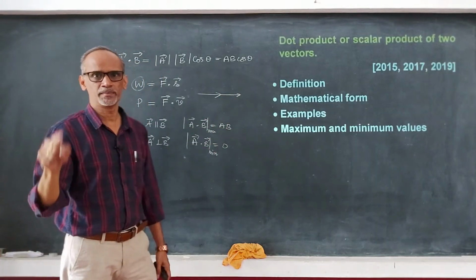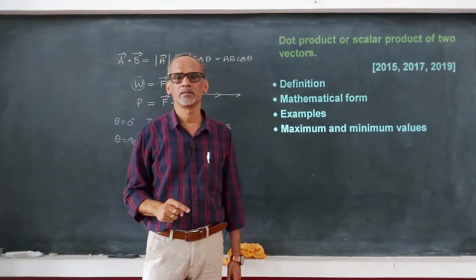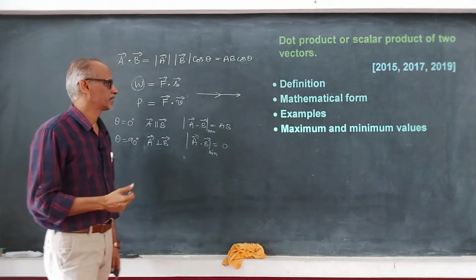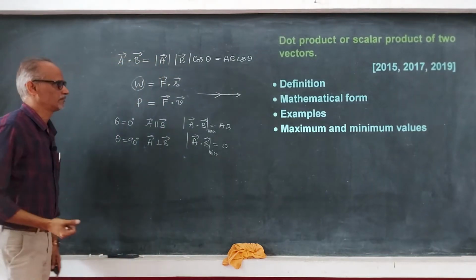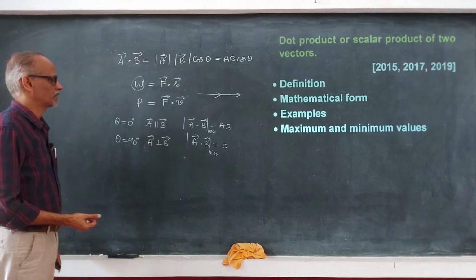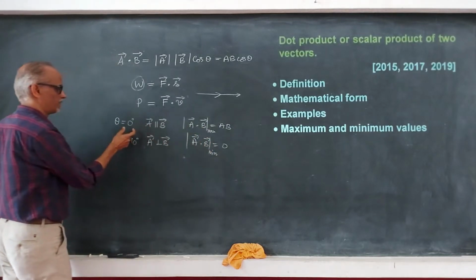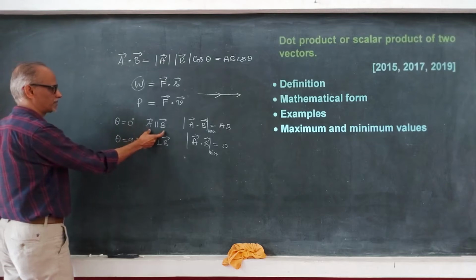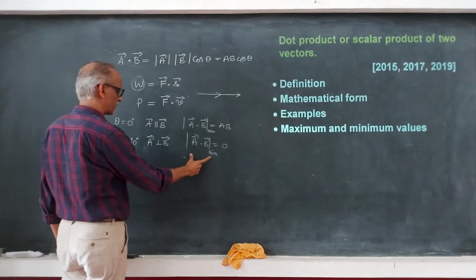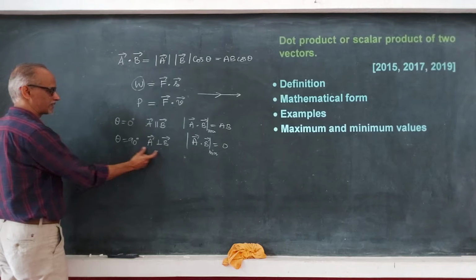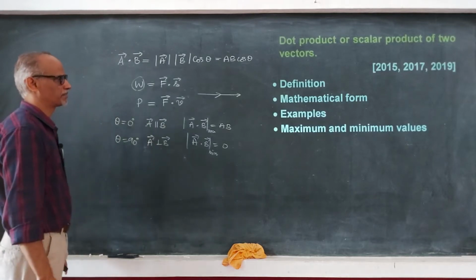So that table, which I had given long back, you need to remember that entire table, only then will you be able to answer whether it's a maximum or minimum. Okay. So dot product is maximum when the angle between them is 0 degree or vectors are parallel, and the dot product is minimum when the angle between the two vectors is 90 degree or when the vectors are perpendicular.